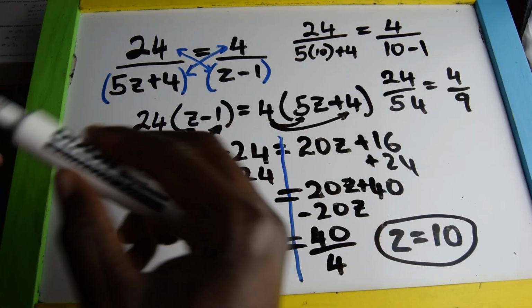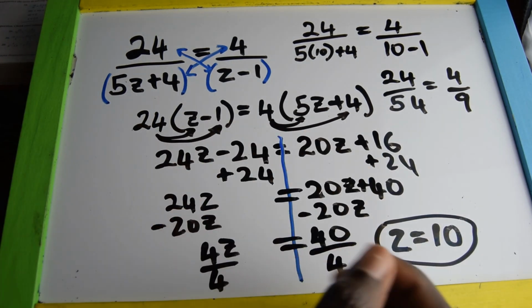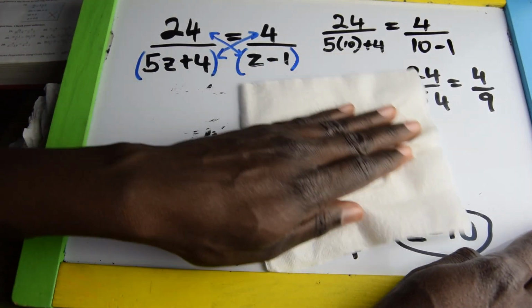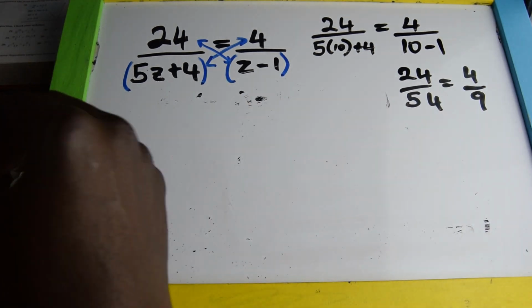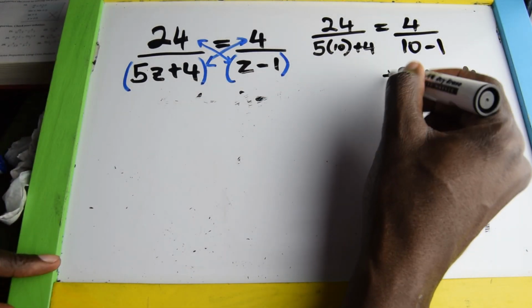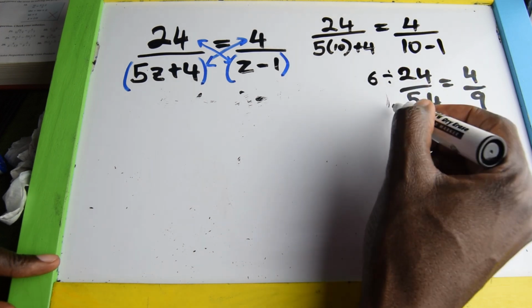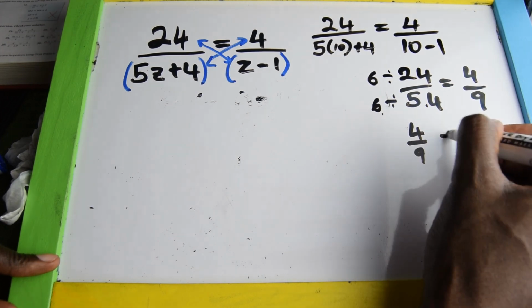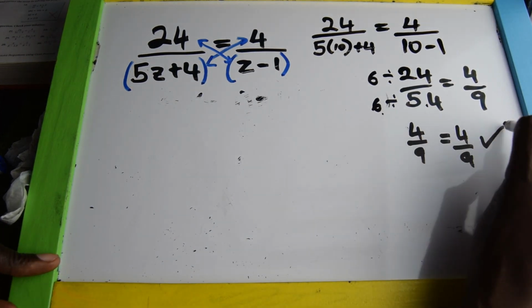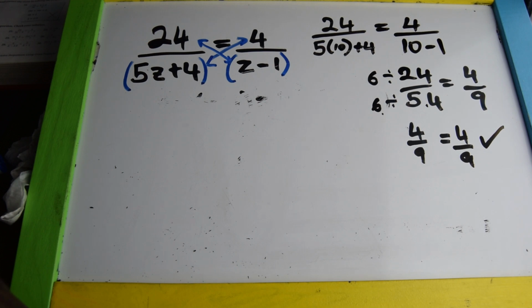So let's try out what number would work. Let's try out 6. So 6 divides this 24, divide by 6, divide by 6. 6 divides 24 four times, 6 divides 54 nine times. 4 over 9. So 4 over 9 equals 4 over 9. So it actually checks. And that is how you solve cross products that have complex denominators.